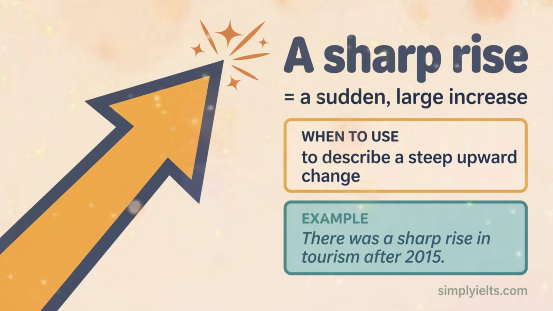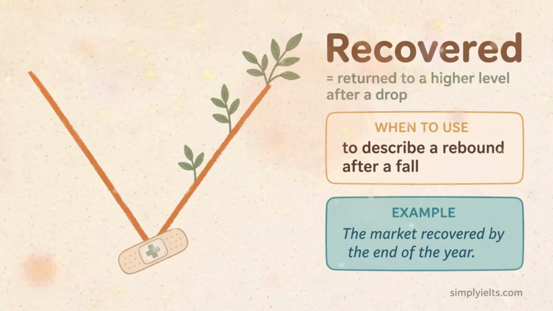To say that something dropped slightly means it fell by a small amount. This is useful for describing a minor decrease, like, interest in the topic dropped slightly after 2018. Recovered means something has returned to a higher level after a drop. Use this phrase to describe a rebound after a fall. For instance, the market recovered by the end of the year.